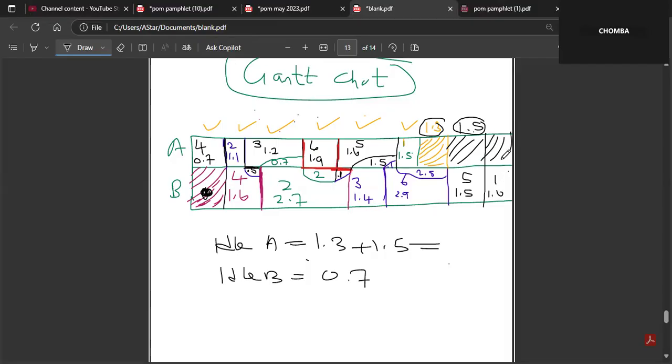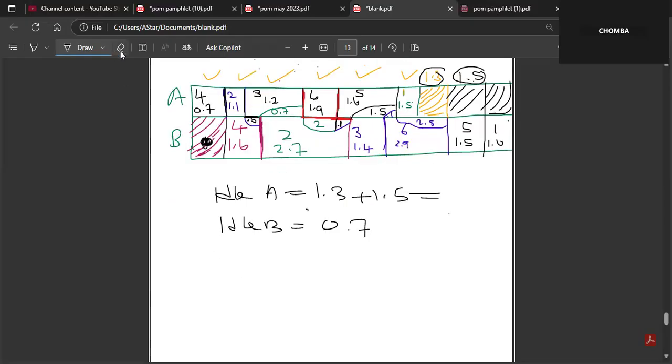So all this time, these people in this department, they are idle. So 1.3 plus 1.5 plus 1.0. So it will be 1.3 plus 1.5 plus 1, which is 3.8 hours. The idle time for B is only 0.7. So total time required now.